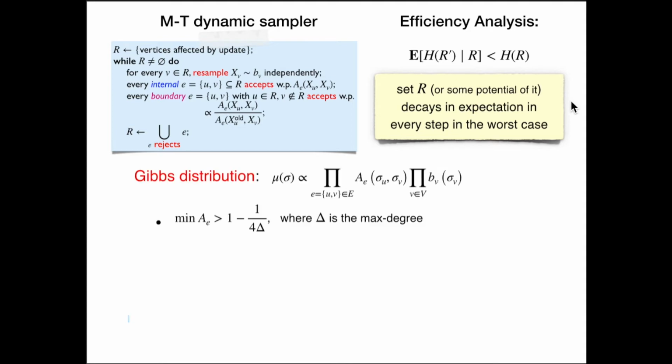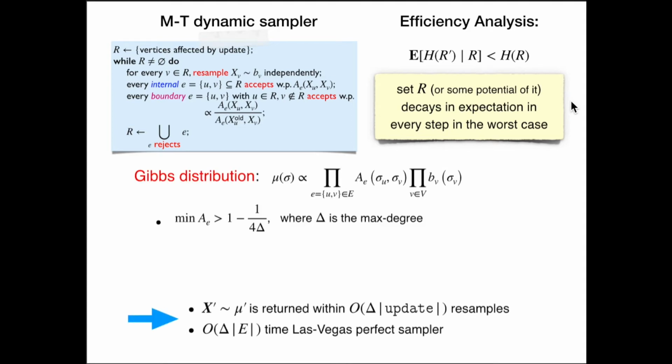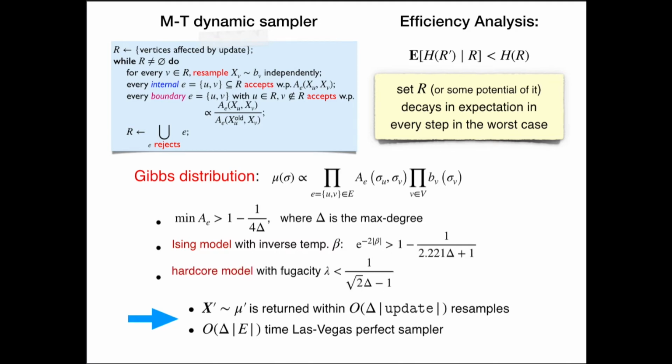In particular, for the tightest dynamic sampler on graphs with bounded maximum degree, when the edge activities are always close to 1 like this, the dynamic sampler is efficient with linear incremental cost, linear in the size of the update. And if applied for static sampling, it gives us a linear time perfect sampler on static input. For specific models, such as Ising and hardcore models, the same efficiency is achieved in regimes in the interior of the uniqueness regimes, and close to the critical threshold up to some constant factor.